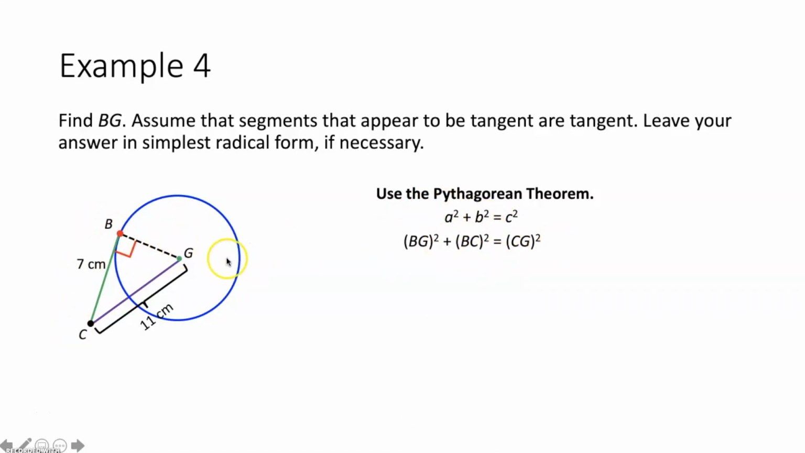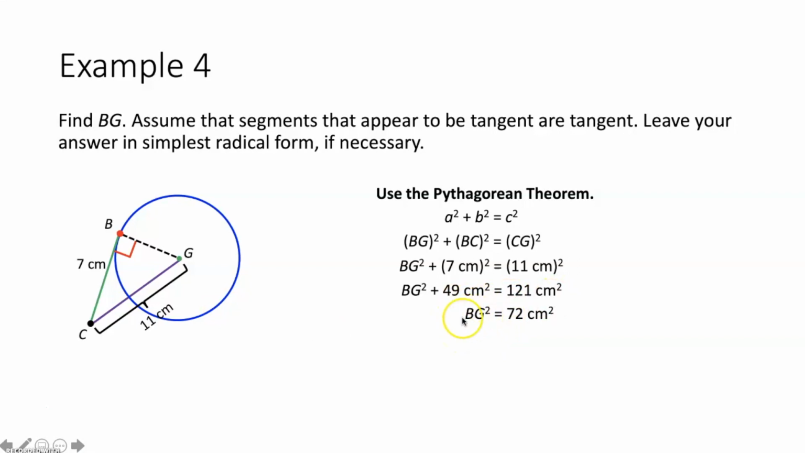Now all we have to do is plug in what we know. We know the measure of segment BC is 7 centimeters. That's going to go in here. We know the measure of segment CG is 11 centimeters. That's going to go in here. We then square each of those, solve for the measure of segment BG by subtracting 49 centimeters squared from both sides, square rooting both sides.